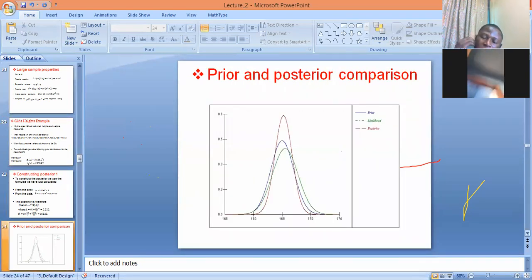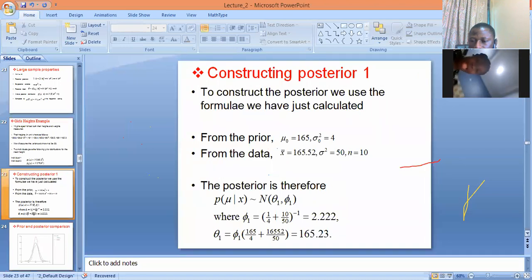So, sir, please, in this typical example, can we draw an inference, if you can go to the slide, from the fact that the mean height of the girls is 165.23? Is that it? Yeah. Okay.